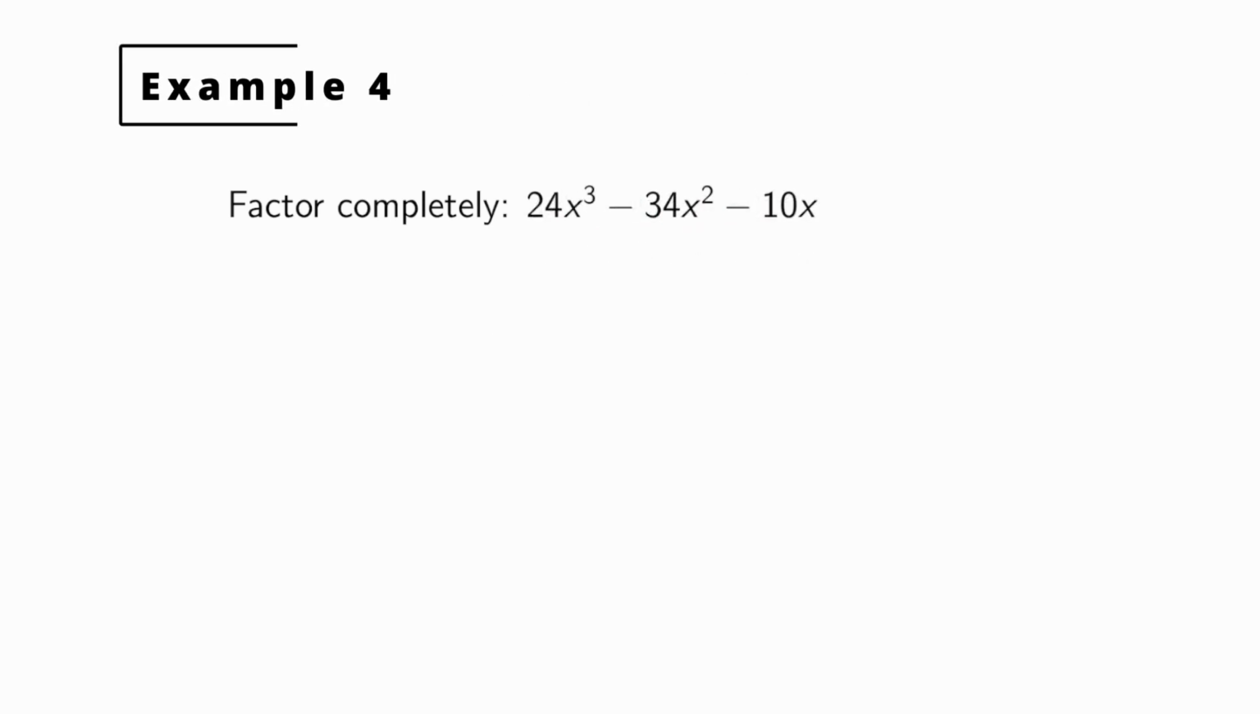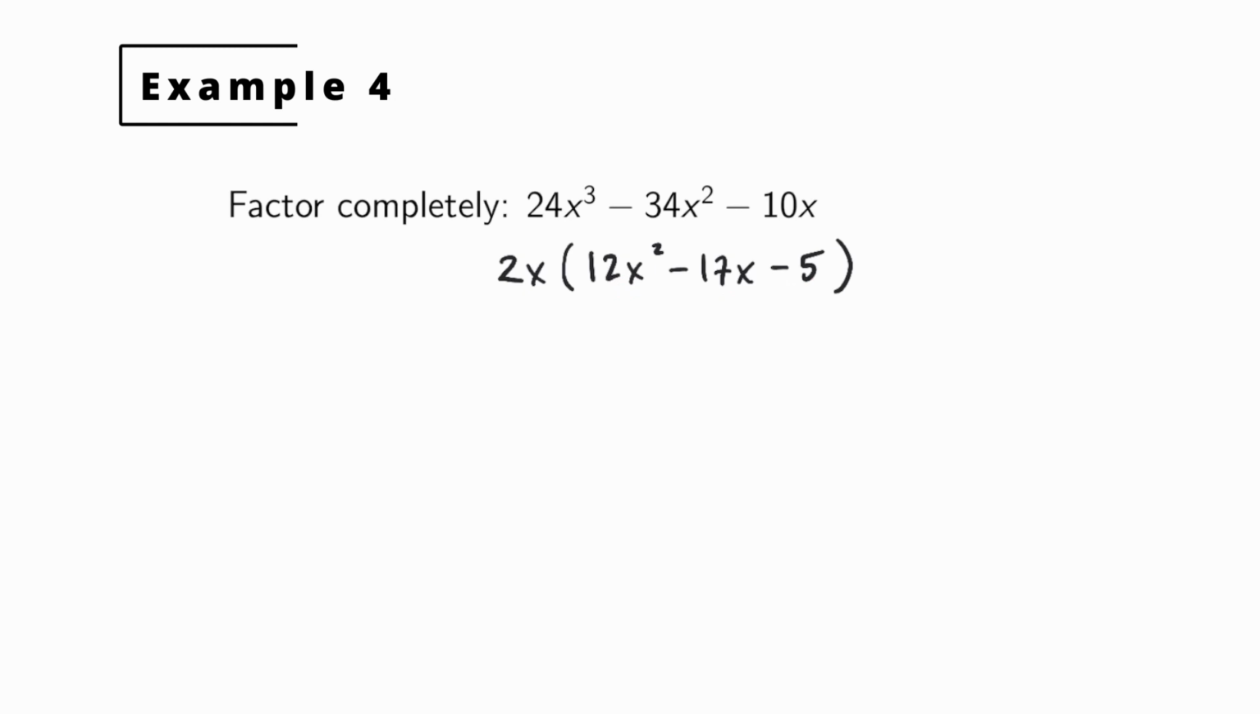Okay, example 4. Again, first step, factor out the greatest common factor. So each term is divisible by 2. Each term has a common factor of x. So we factor out 2x. We will be left with 12x squared minus 17x minus 5. All right, so now we have our remaining polynomial is a quadratic trinomial.